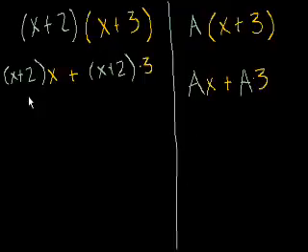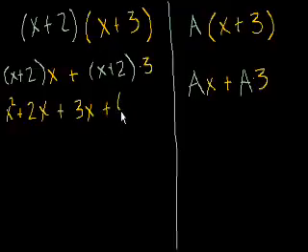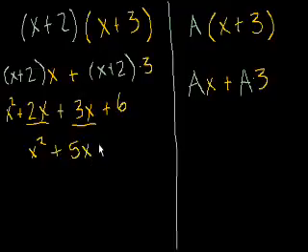What is x times x? Well, that's x squared. And then x times 2, well, that's 2x. So we did this left-hand side already. And now we do this right-hand side. What's 3 times x? Well, that's 3x. And what's 3 times 2? Well, that's 6. And now we're almost done. We have a 2x here and a 3x here. We can simplify and add those together. 2x plus 3x is equal to 5x. So we get x squared plus 5x plus 6.